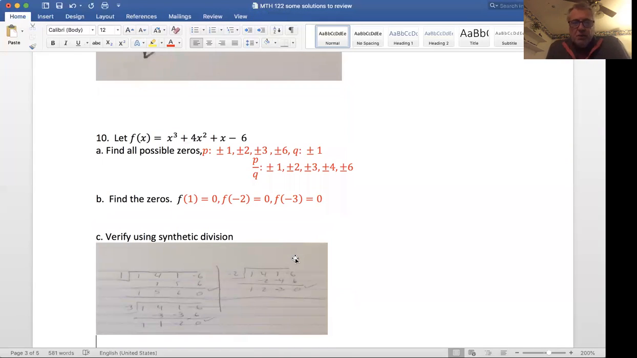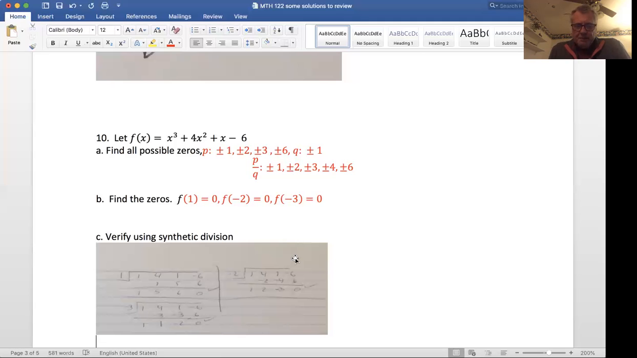So for x cubed plus 4x squared plus x minus 6, I want you to note that I changed this. I realized I copied and pasted the wrong function here. I apologize for this. This is the correct one. So the p's are all the factors of minus 6. Those would be plus and minus 1, plus and minus 2, plus and minus 3, and plus and minus 6. Q is all the factors of the 1 in front of x cubed. So that's just plus and minus 1. So the p over q's are just all these p's that we have divided by 1.